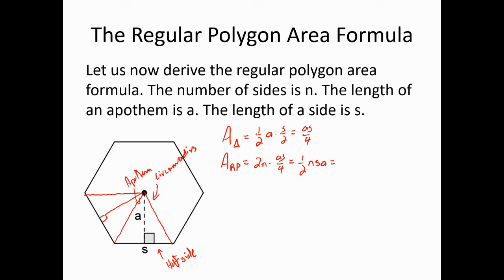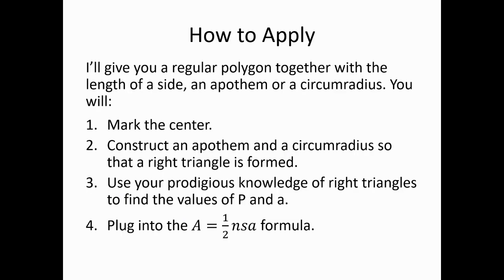For consider n times s. n is the number of sides, s is a side length, which means that n times s does represent the perimeter, which I will designate with a capital P. So what we end up with then is half perimeter times apothem, and that is my preferred form for the area of a regular polygon.